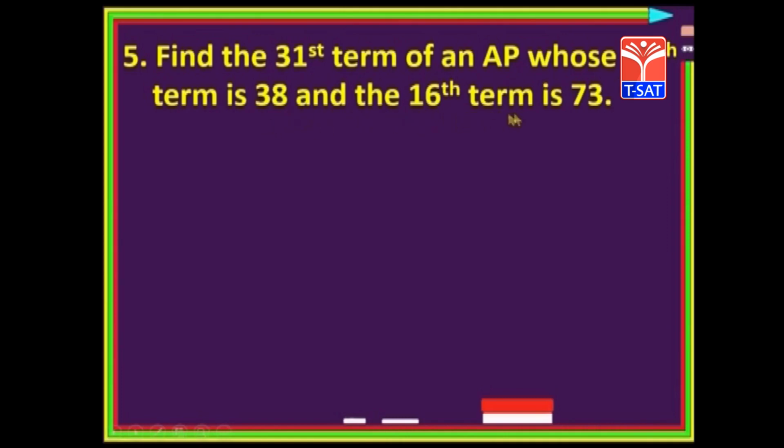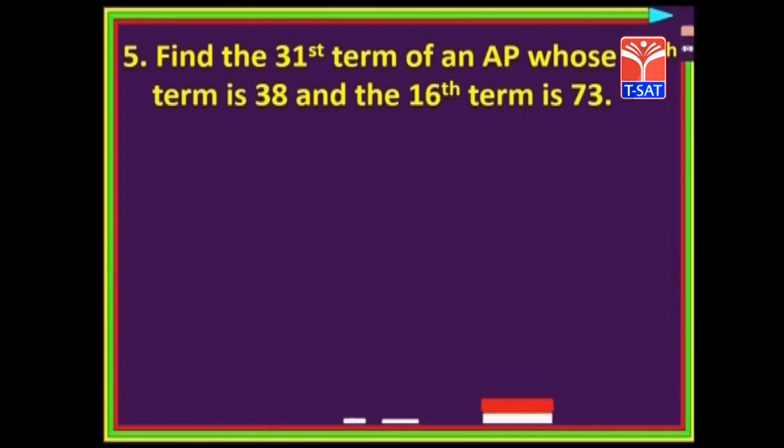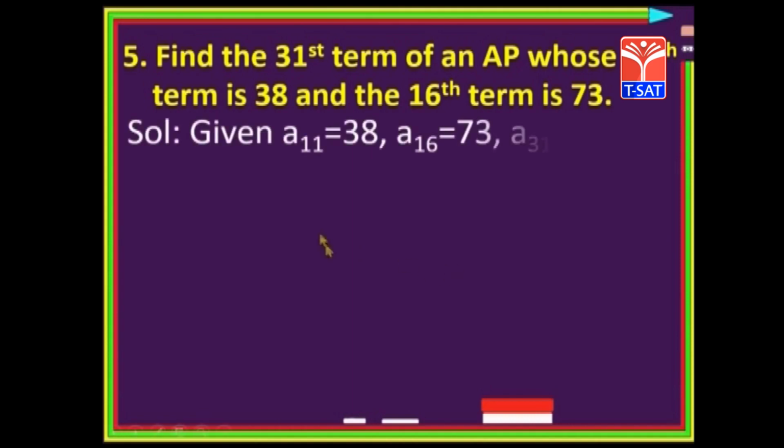One more beautiful problem, that is, find the 31st term of an AP whose 11th term is 38 and the 16th term is 73. Okay, it is an interesting question. Here the 11th term is given and the 16th term is also provided. By using those two terms, we should find the 31st term. So first write the given data. What is given? 11th term is 38. That means A11 is equal to 38 and the 16th term A16 is equal to 73. Now our aim is to find the value of A31.